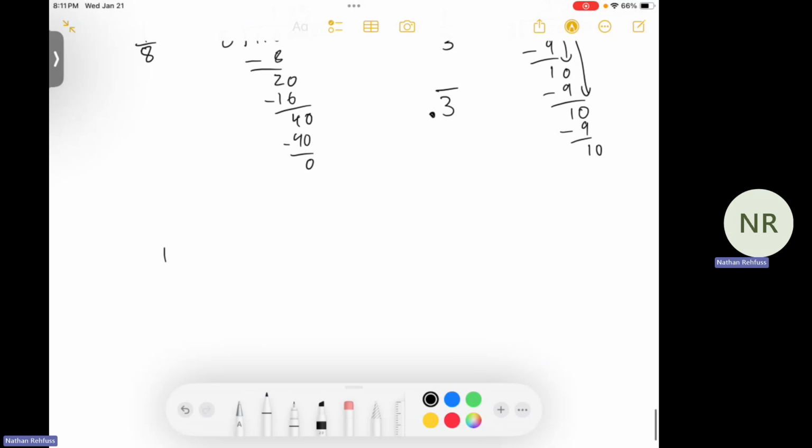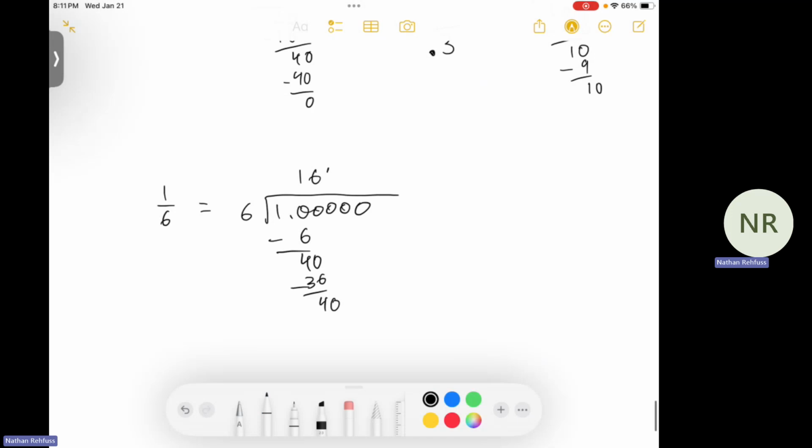If I wanted to do 1/6, look what happens. 6 goes into 10 once, but it goes into 40 6 times. As soon as it does, it makes another 4, which makes another 40. So we get another 6, and another 6, and another 6. The 1 doesn't repeat, but the 6's do, so we write the decimal like this. Just the 6 is repeating, not the 1.